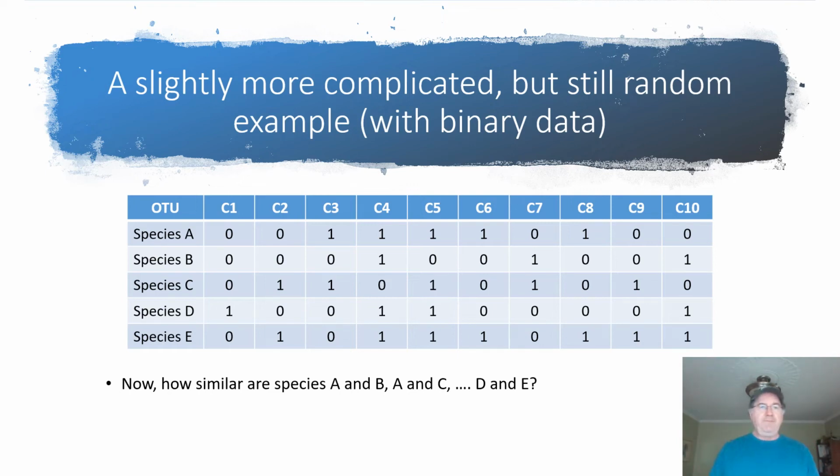10 characters. Now, in the same way that we express the similarity between just that pair of species in the last slide, we can ask, well, how similar are species A and B in this new slide? How similar are species A and C, A and D, A and E, B and C, blah, blah, blah, up until we've made every possible pairwise comparison amongst these 5 species.